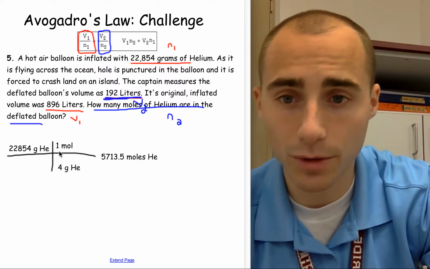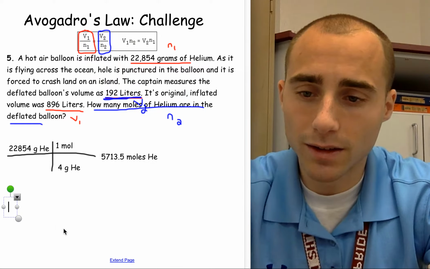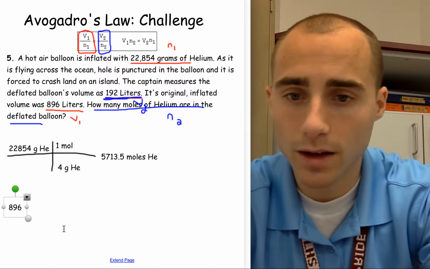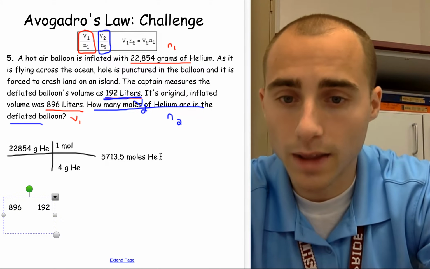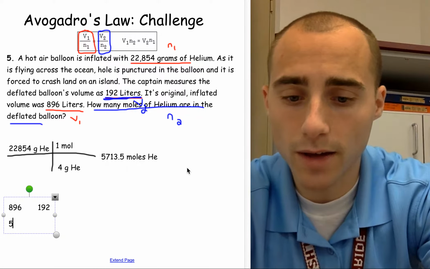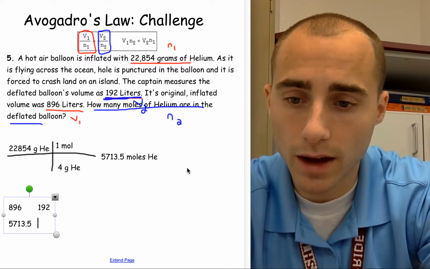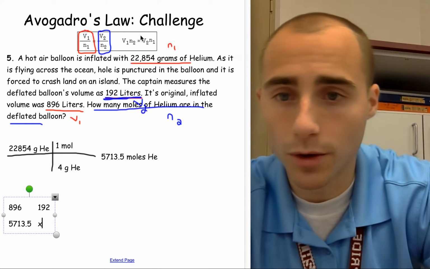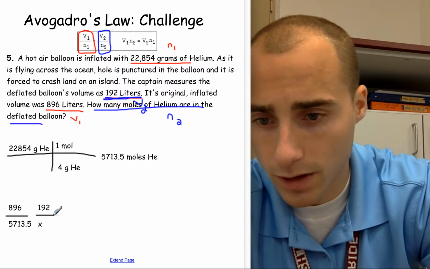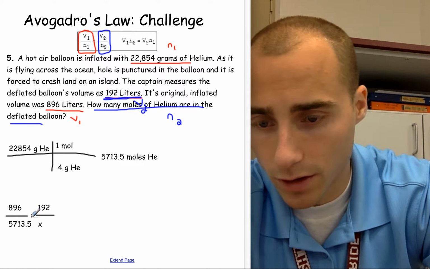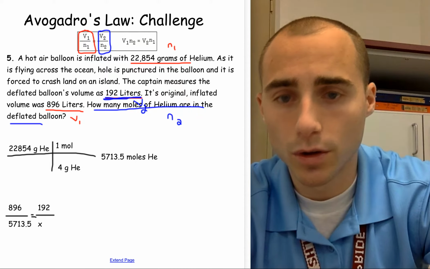So V1 over N1 equals V2 over N2. We already identified our V1 is 896, so 896. Our V2 is 192, and then our N1 we just solved for is 5713.5, and then our N2 we don't know. That is what we are solving for. So we have this over this, this over this, and they are set equal to each other. And we're solving for the number of moles in the deflated balloon. So we will cross multiply.